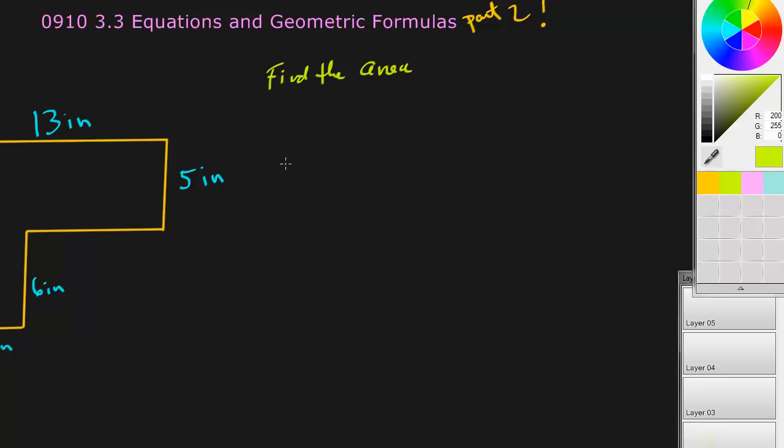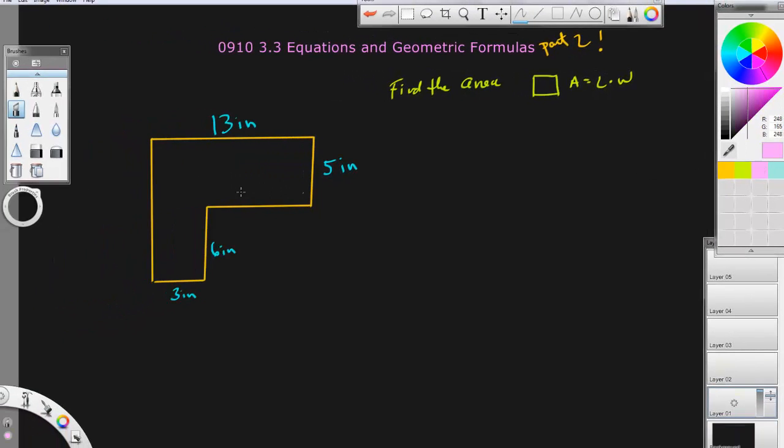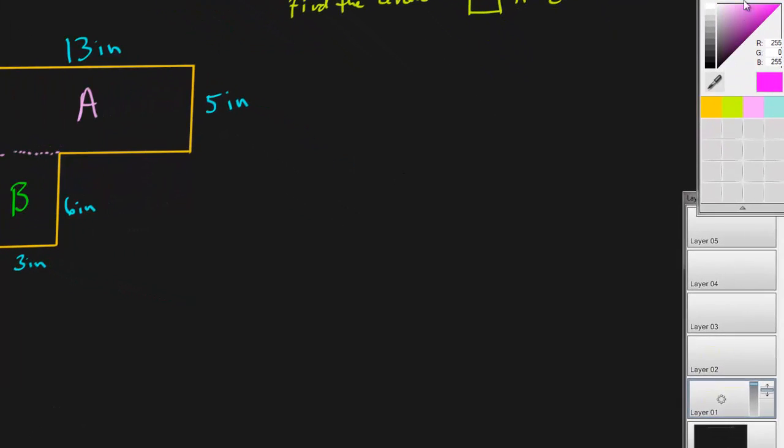To do this, it's kind of like an ink blot test. What do you see when you look at this? Well, most people see two rectangles. We remember that the area of a rectangle is length times width. So if I cut this rectangle right across here, and I call this rectangle A, and this rectangle, let's do a different color, B, I can do the pink rectangle first.